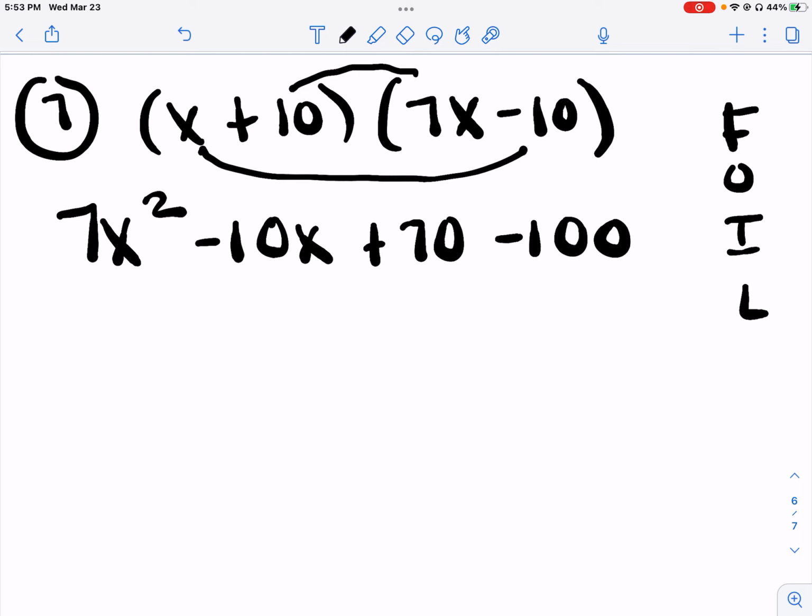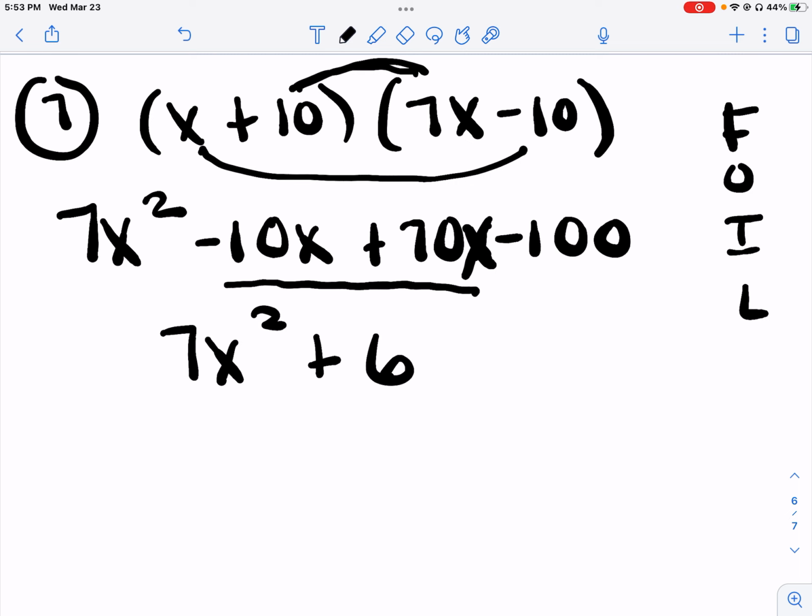Okay, I forgot my x right here. For the inside term, 10 times 7x should be 70x. 70x minus 10x is 60x. Okay, that inside term, 10 times 7x is 70x.